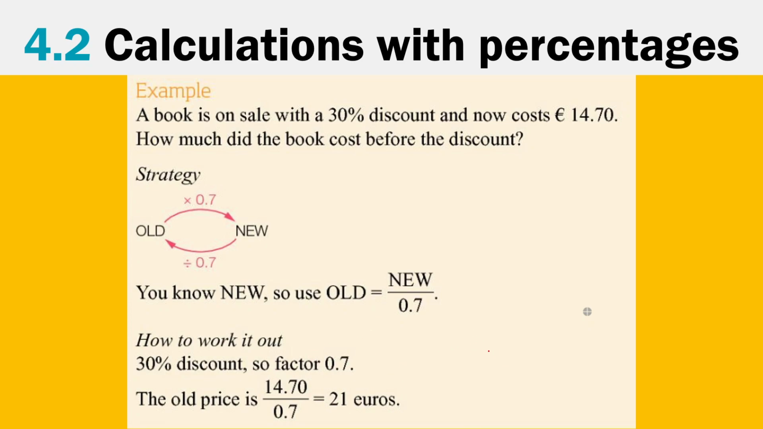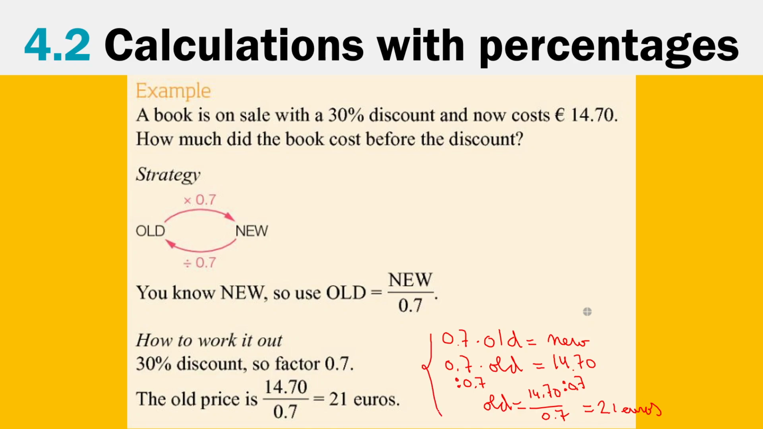What you also could write down is, I already explained it like this, 0.7 times old is new, right? Now, do I know old or new? I know new, so 0.7 times old is 14.70. I want to know old, I have 0.7 in front of it, so divide left and right by 0.7 and you get old, and alas, it's the same calculation, 14.70 divided by 0.7 is 21 euros.